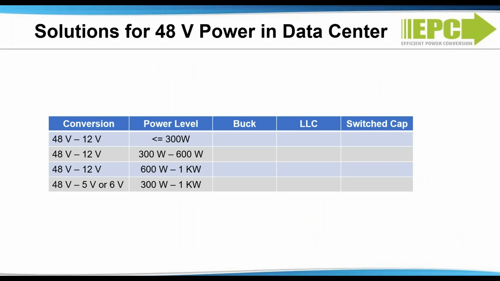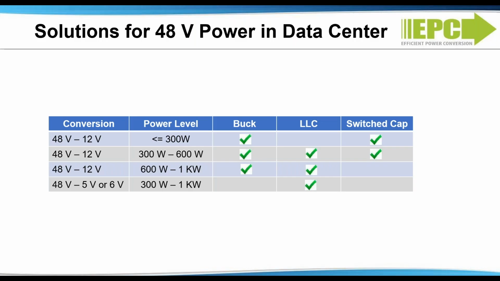Now let's summarize the topology choices by conversion and power level. The switch cap is inexpensive and very efficient at 48 volts to 12 volts at under 600 watt applications, but has limitations for higher power, and it's too complicated for 48 volt to 6 volts. The buck is the least expensive and smallest solution for 48 volt to 12 volt up to 300 watts. Both the buck and LLC have higher power density than switch capacitors.